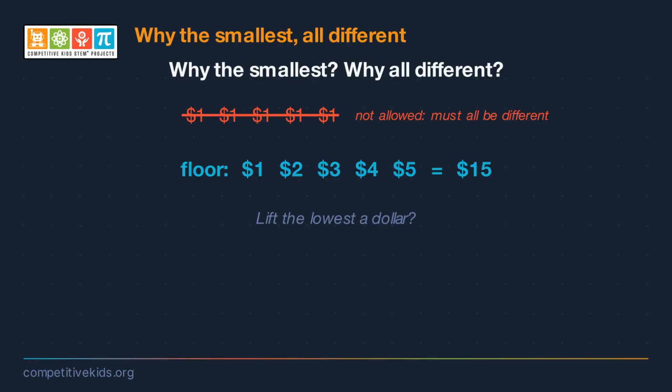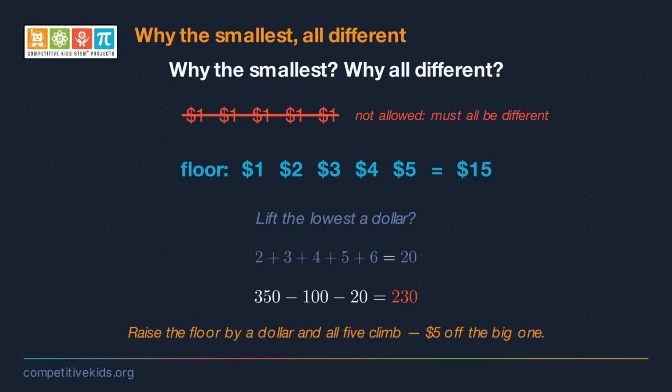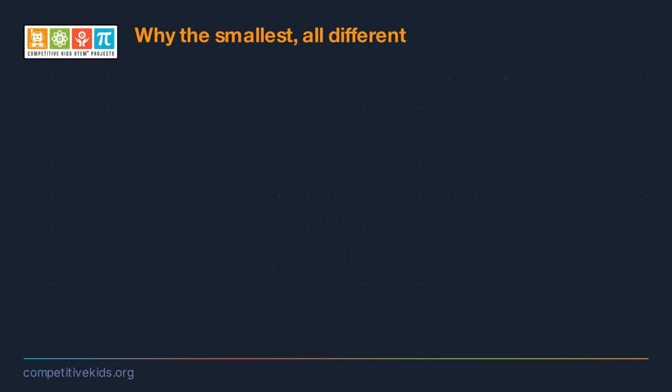Now watch what happens if you try. Lift the lowest grant by $1. Because they must all stay different, they all slide up to 2, 3, 4, 5, and 6. That is $5 more for the others. So the big grant drops by $5, all the way to $230. That is why you keep the others at their floor. It leaves the most for the big one. And the $100 grant is forced. It has to be one of the 7.